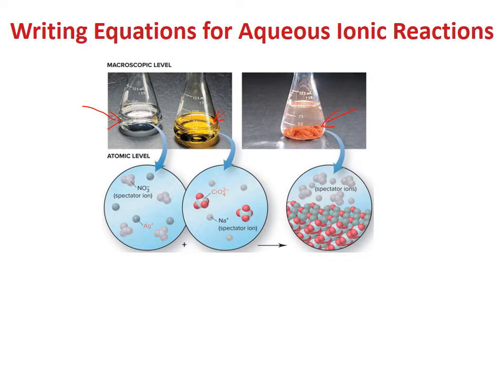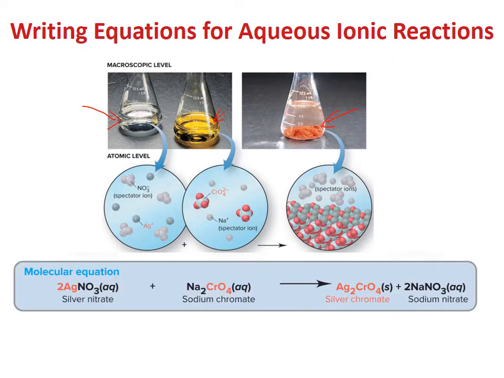One way to do it is the molecular equation, where all the ionic compounds are written as their formulas. The reactants are silver nitrate and sodium chromate, and the products are silver chromate and sodium nitrate. So two formulas of silver nitrate react with one formula of sodium chromate to form one formula of silver chromate and two formulas of sodium nitrate.